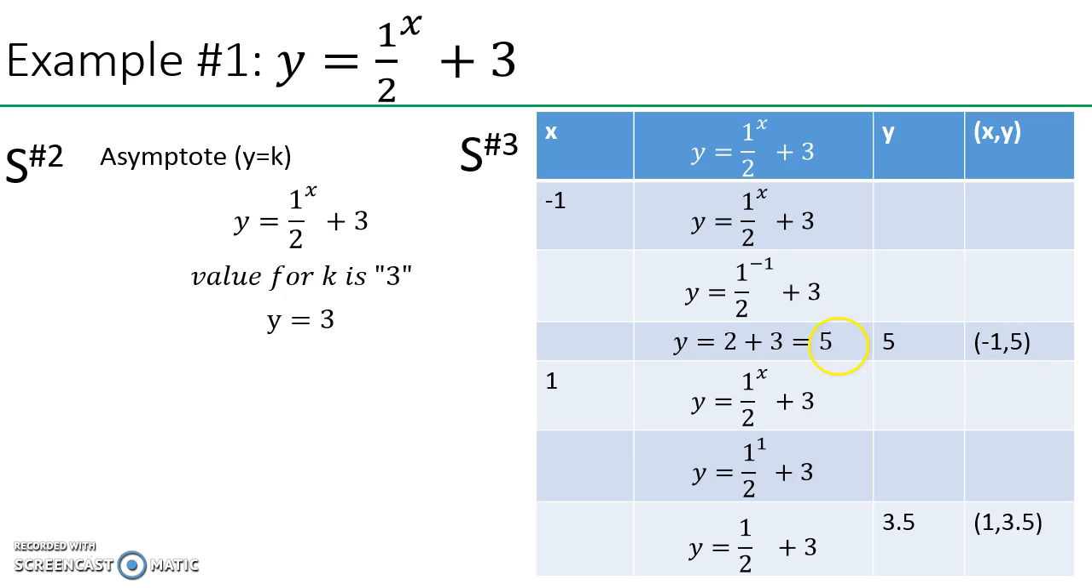We follow the same rules, but now we're going to choose 1. So here's my original equation, y equals (1/2)^x plus 3. We plug in 1 for x. So now we're looking at y equals 1/2 raised to the 1 power plus 3. Anything raised to the 1 power is itself, so now we have 1/2 plus 3, which is 3.5.